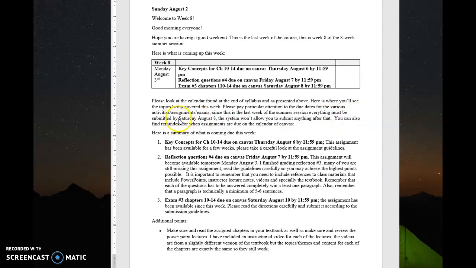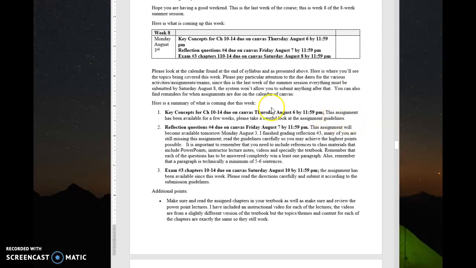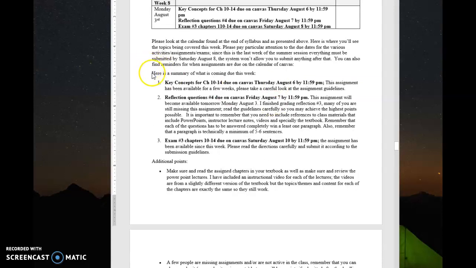Everything must be submitted by Saturday, August 8th. The system will not allow you to submit anything after that. You can also find reminders for when assignments are due on the calendar or Canvas. Here's a summary of what's coming due this week.